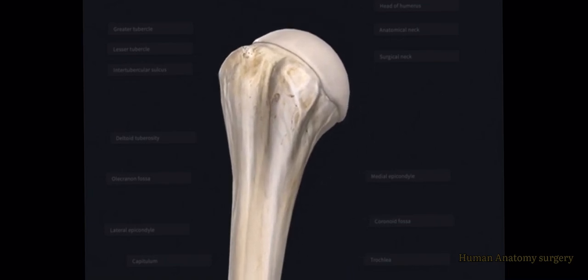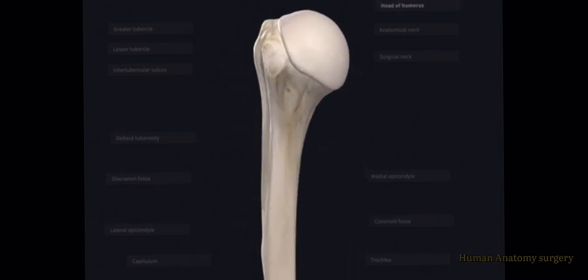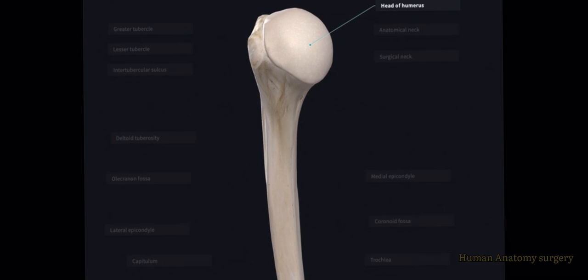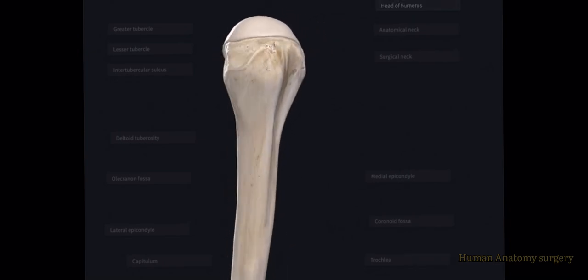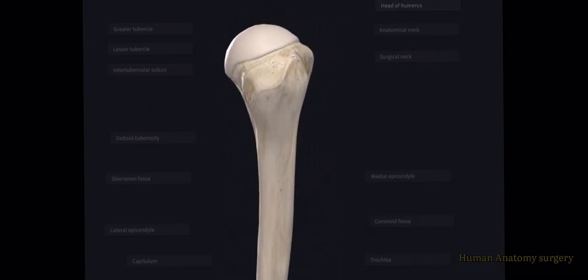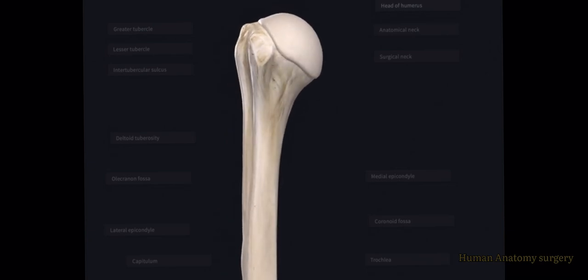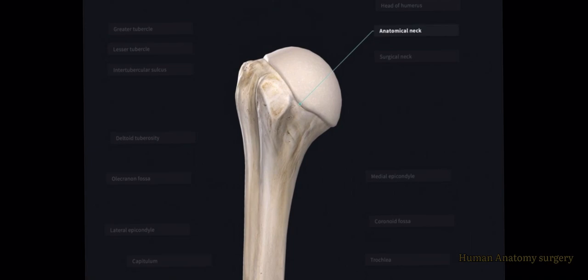On the top here, you see this rounded surface. This is the head of the humerus, and this is actually what articulates into the glenoid cavity that we saw on the scapula. Just beneath this, we have the anatomical neck, and this is this inscribed area here, just deep to the head. This is where the glenohumeral joint capsule actually attaches.